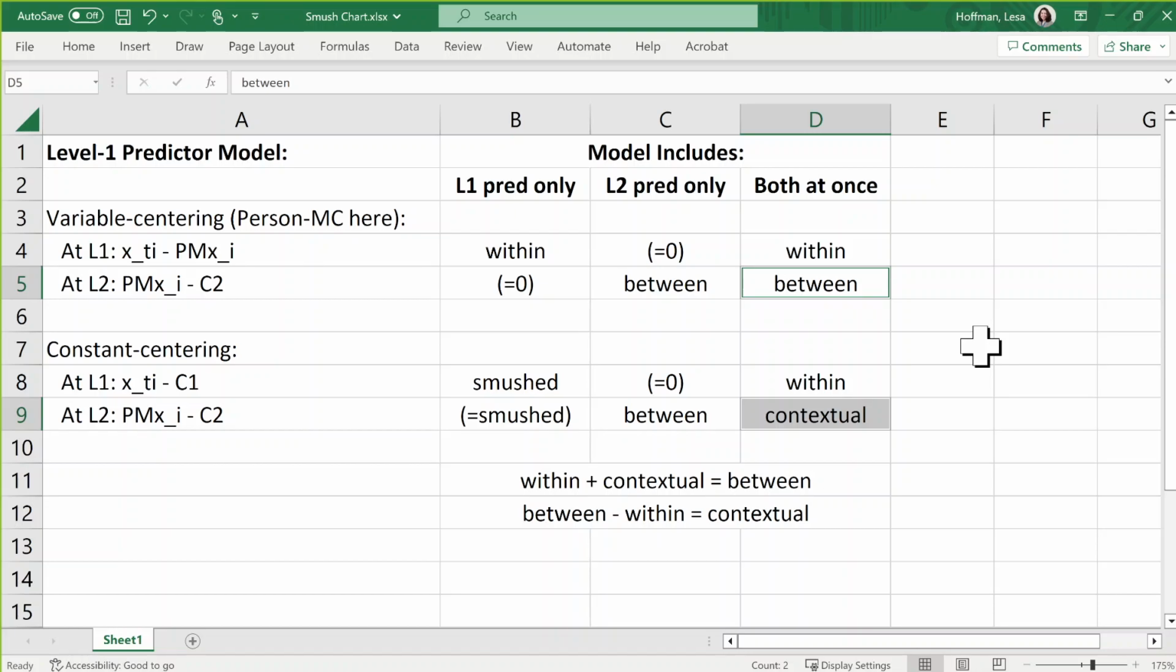Between and contextual are both level 2 slopes. They each apply to the person mean variable, but they differ in what they mean. Between is not controlling for the original value of the level 1 predictor, and contextual is controlling for the original value of the level 1 predictor.